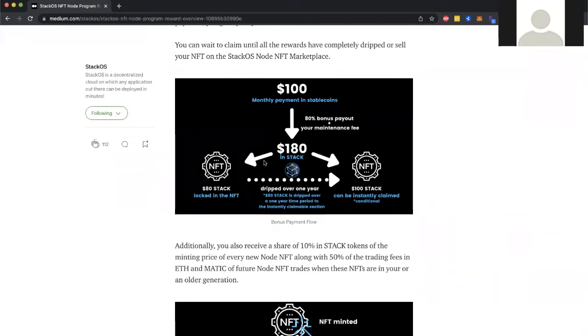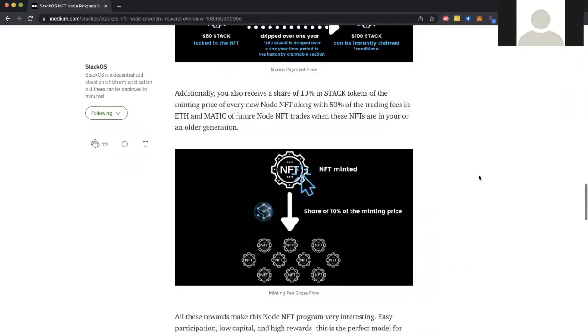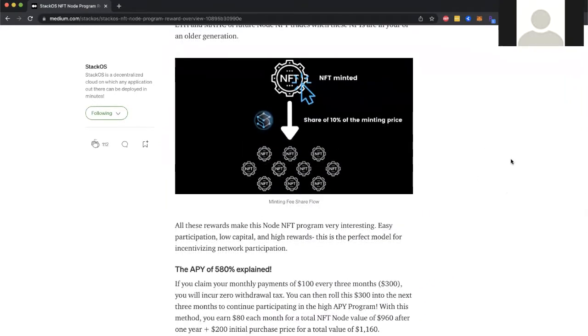So basically, what happens is, as new NFTs are minted, 10% of those minting fees in stack tokens are rewarded to all the people who are subscribed in the monthly high APY program. So as people participate more, they are incentivized to create buy pressure on the stack token, and then the $10 minting fee. So they receive all of that as well.